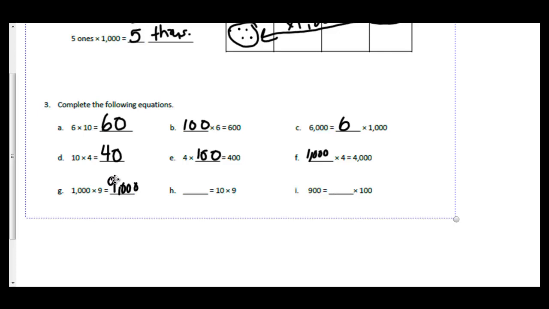Okay, so we have 9,000, and we have 90 equals 10 times 9, and 900 equals 9 times 100. So don't let these confuse you when they put the answer at the beginning. It's the same thing as this. 6 times 1,000 equals 6,000. They just turned it around. So instead of saying 6 times 1,000 is 6,000, they're just saying 6,000 is 6 times 1,000. It's the same exact thing.